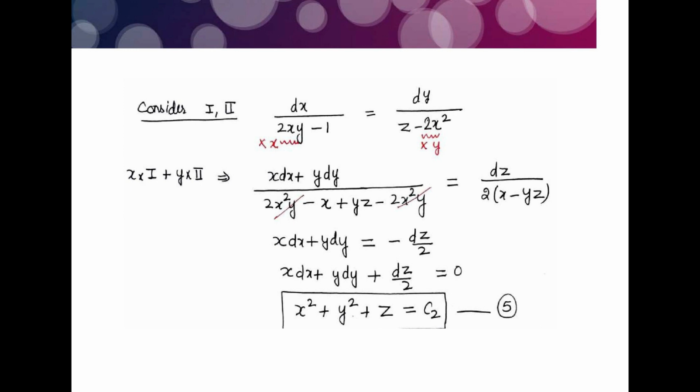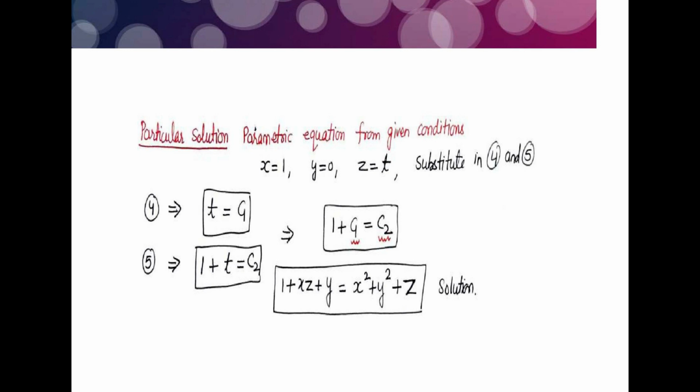Now we can compare this with the third ratio because the denominator is same. So it is 2 times x minus yz with dz ratio, right? Now cancel this x minus yz because it is same on both sides. Now simplify this expression, integrate it. We have the second integral curve given by 5, which is x square plus y square plus z equal to c2. The general solution we can easily write down using any arbitrary function f.